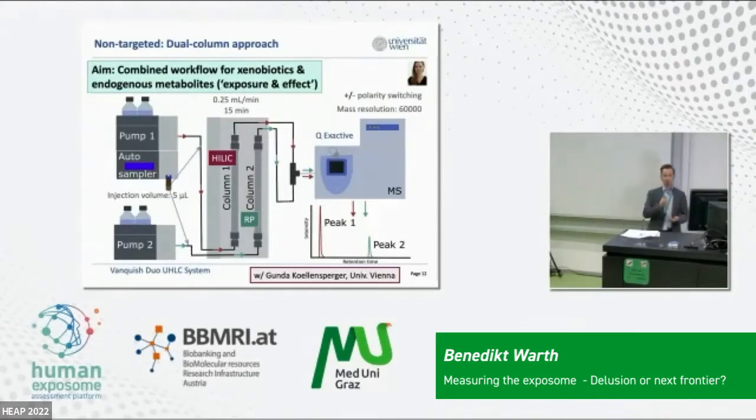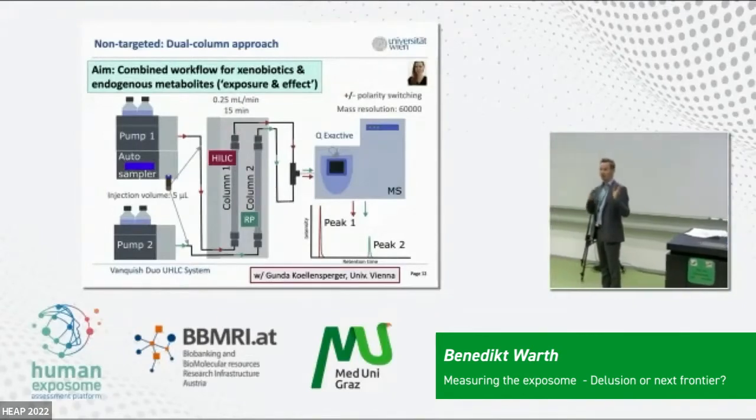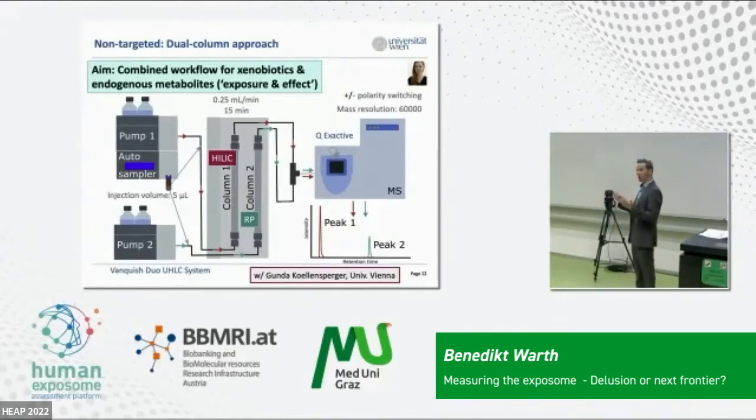And then in addition, because we're using here the Orbitrap technology, we can do fast polarity switching for positive and negative mode and do these runs that would have been four runs in the past in only 15 minutes. And this was developed together with Gunter Körnsberger at our university. And an important part of that idea is that we want to get beyond just measuring exposures and also look directly at the biological effect. And a very good way of doing that is to look at the endogenous metabolome, and that's why we also need this increased coverage.